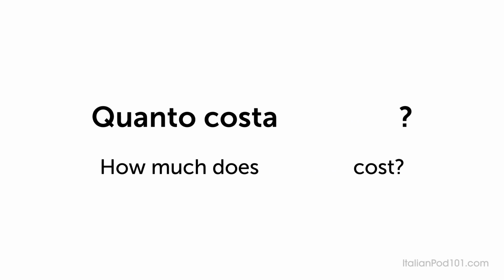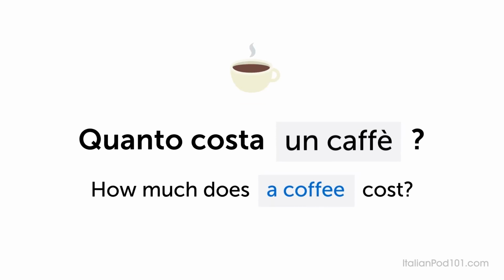For example, imagine you'd like to know the price of a coffee. Un caffè. Caffè. Coffee. Note that caffè is masculine and singular. Un is also masculine and singular to agree with caffè. Think of un like a in English.